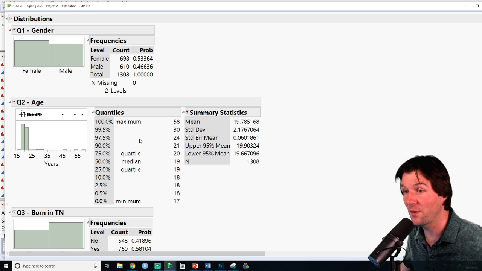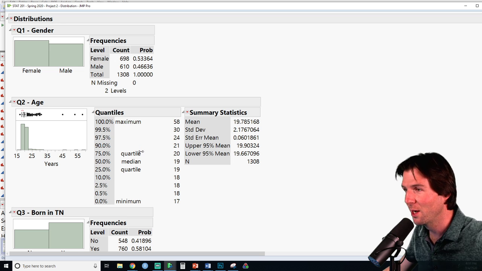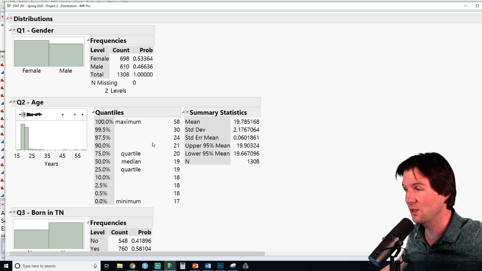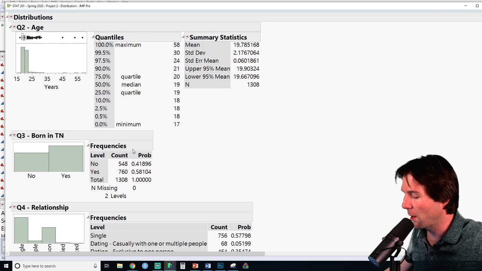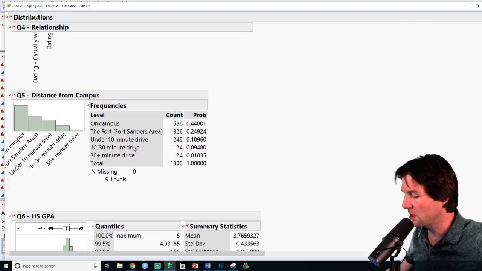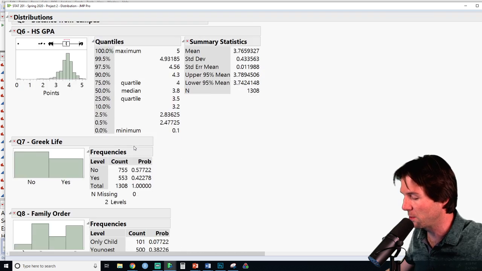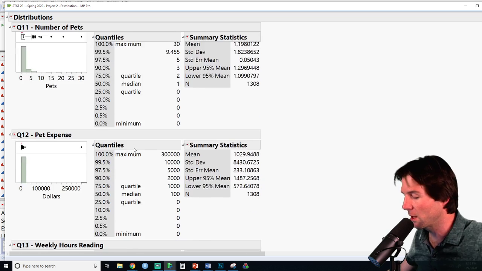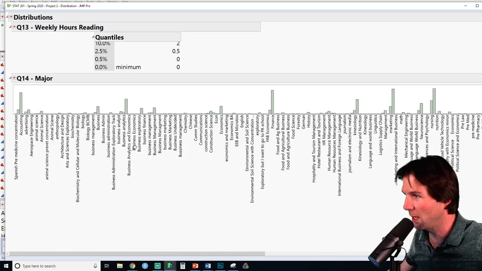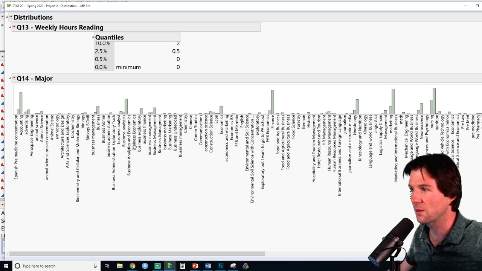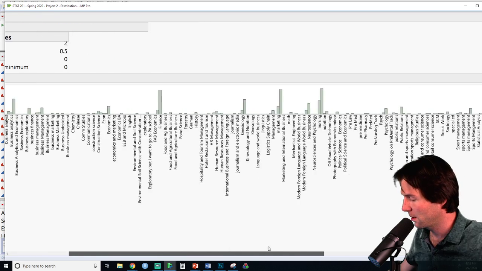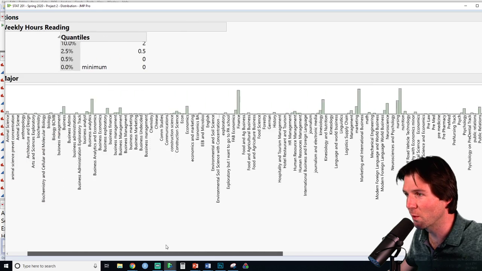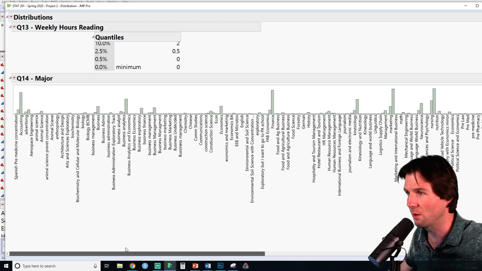So that first one was an identifier, especially since it told us it is an identifier, but age is not an identifier. Even though age has a lot of levels, it's quantitative. It's just a number. So now we have born in Tennessee, relationship status, distance from campus, high school GPA, Greek life, family order. None of these have too many levels. Nothing going on too crazy here. What is this? Oh, I think we found one. It looks like Q14 has way too many levels.